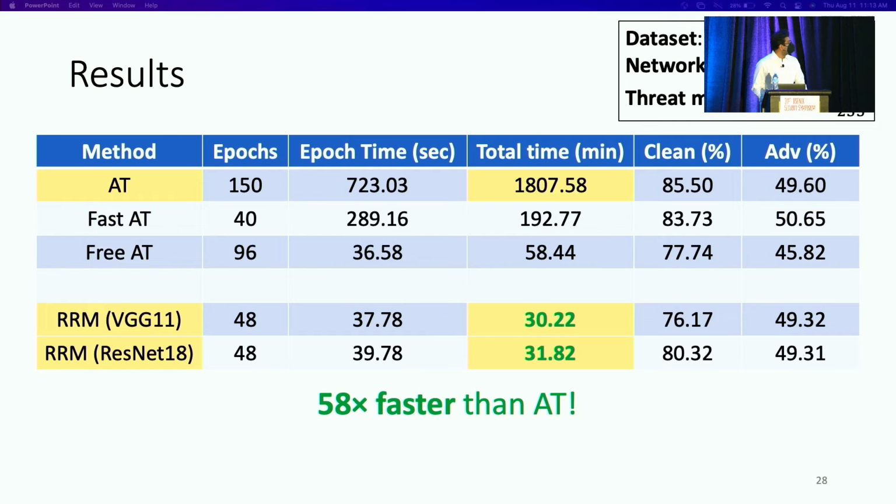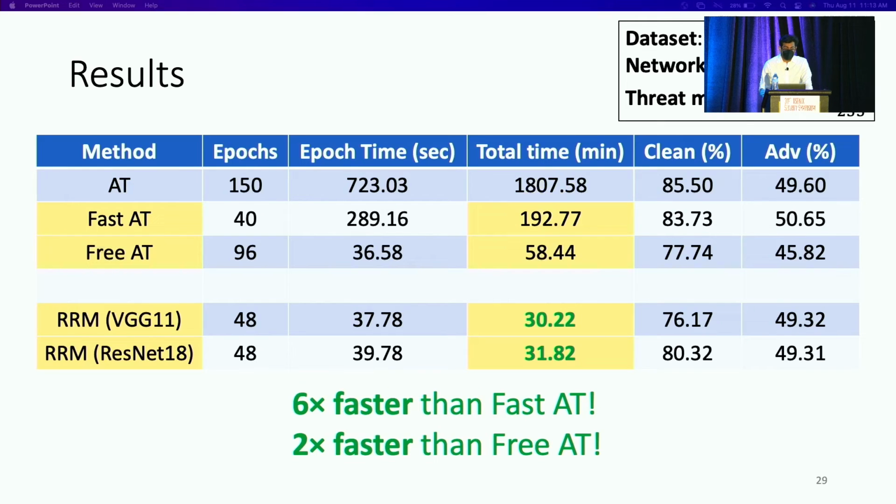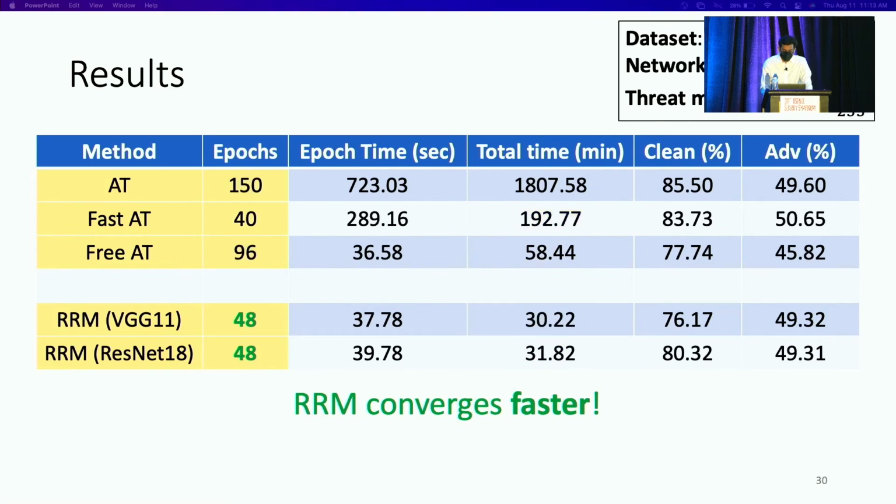Speaking of speed up, in terms of total training time, RRM is about 58x faster than vanilla adversarial training. And compared to the prior works, RRM is 6 times faster than fast adversarial training and 2 times faster than free adversarial training. Looking at this table, one might note that RRM and free adversarial training have similar per epoch times because both of them are comparable to standard training in terms of per iteration cost. However, RRM is faster in terms of total training time because it converges much faster, in about half the epochs as free adversarial training.